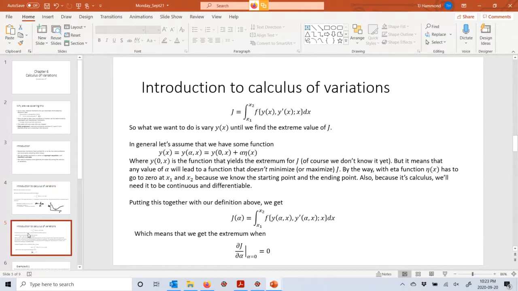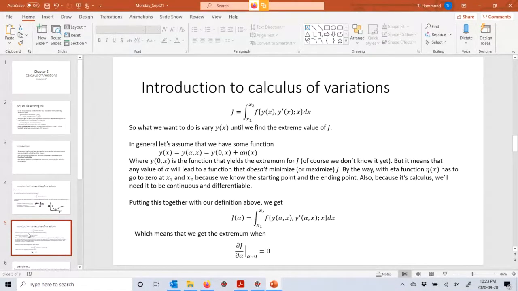So we have this functional J, and what we want to do is vary y of x until we're at some extreme value of J. And as I said, it'll typically be a minimum for these physical problems. In principle, mathematically, it just needs to be an extremum, but really what we'll be seeing, especially for this course, is that these will be a minimum.